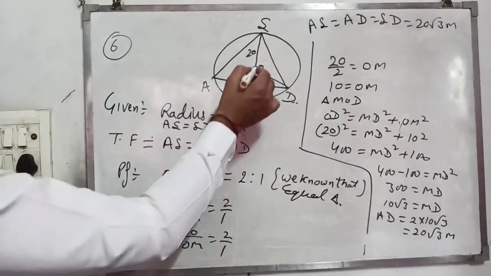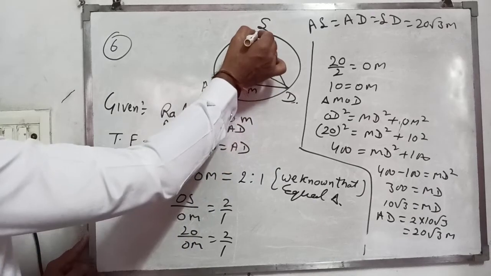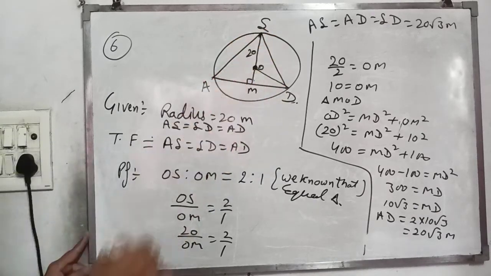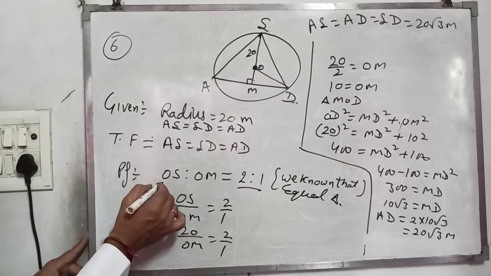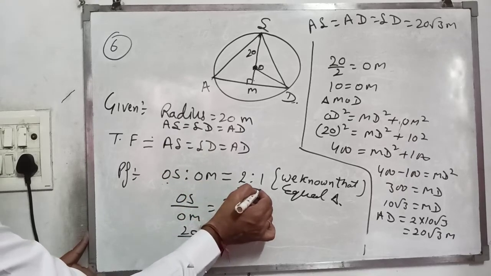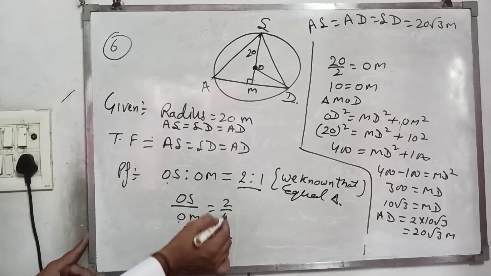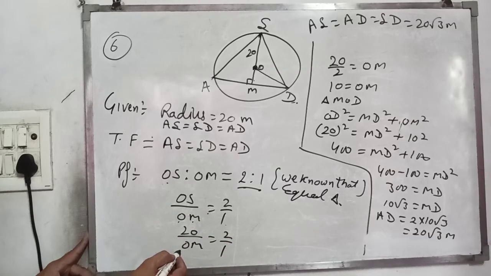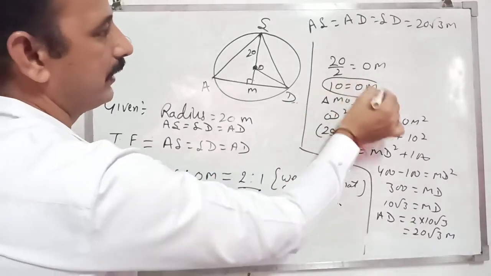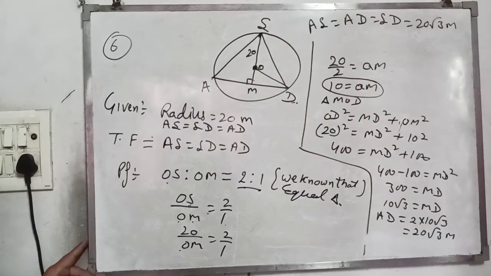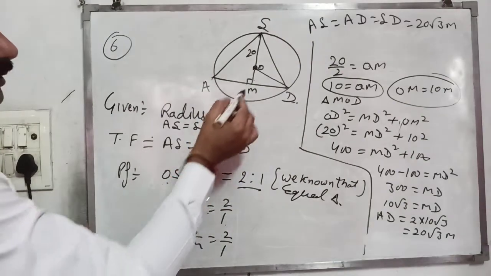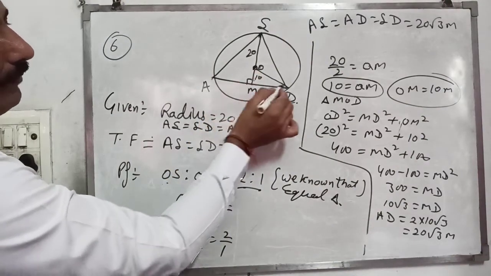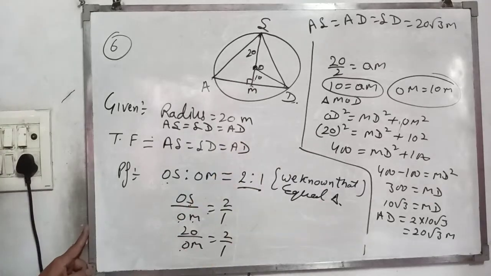In an equilateral triangle, we know that if it is inscribed in the circle, the altitude is divided in the ratio 2:1. It means OS ratio OM equal to 2:1. So OS upon OM equal to 2/1. So we want to find OM. We know that OS is 20, so OM becomes 10. So OM is 10 meters. So now we use the 10 meter. So we use the triangle OMD by Pythagoras theorem.